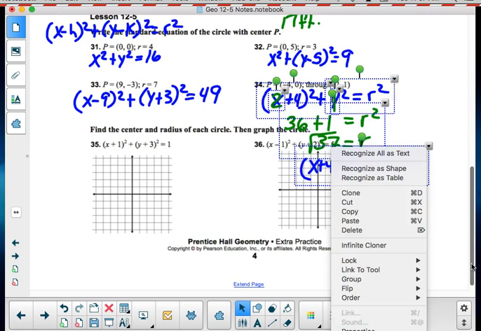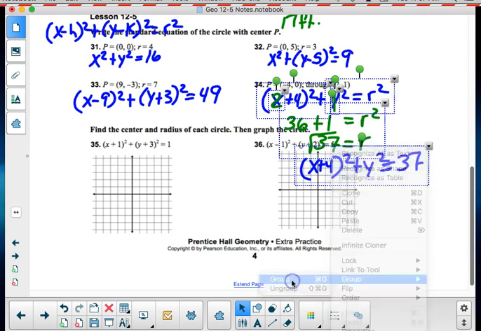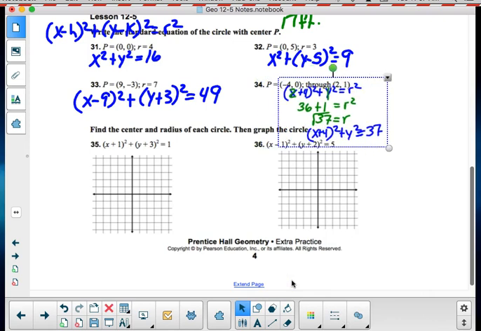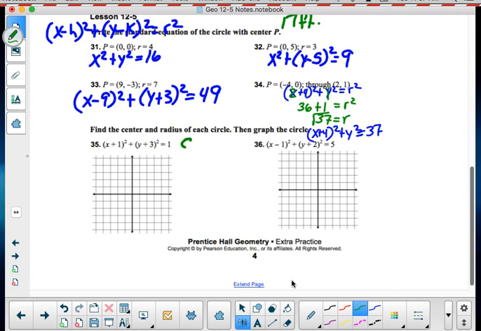Got 2 left. Group these. My last 2. I find my center. My center is -1, -3. My radius is 1. Okay. And now I go -1, 1, 2, 3. Oops, -1, -3, -1, 1, 2, 3. That's my center. And my radius is 1 out. So I got a circle right here.